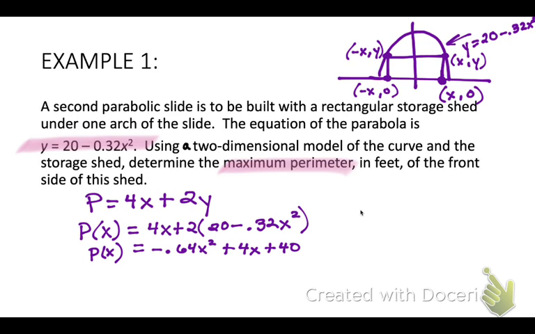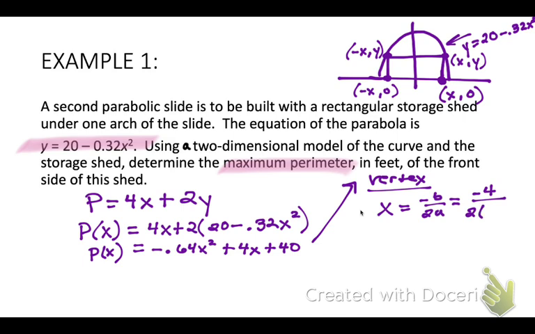So now we're asked to find the maximum perimeter. How do we find the maximum? We find the vertex. How do we find the vertex? Negative b over 2a, right? So now we're going to find the vertex of this function. We're going to do x equals negative b over 2a. So negative 4 over 2 times negative 0.64, which is 3.125. That's the x-coordinate of our vertex.